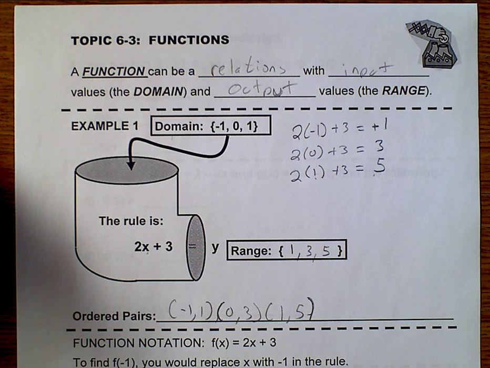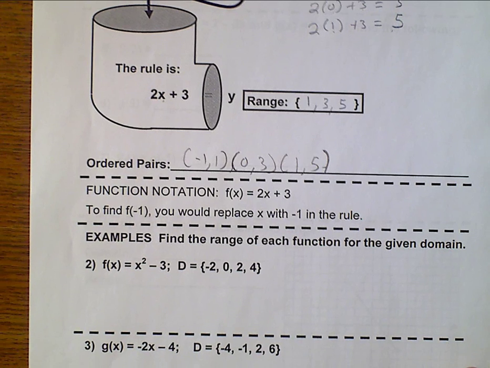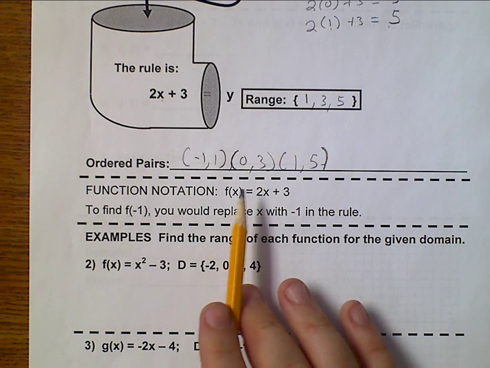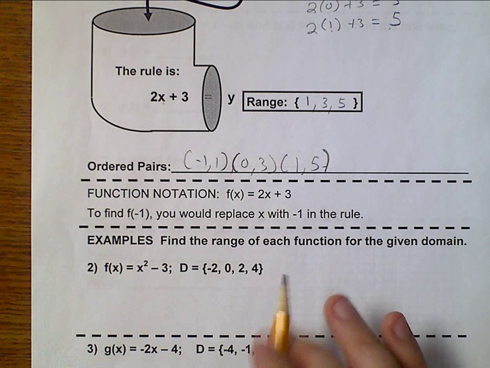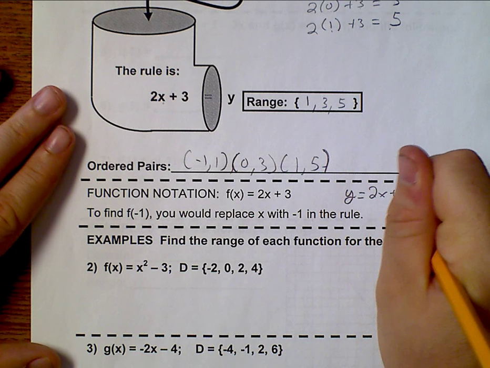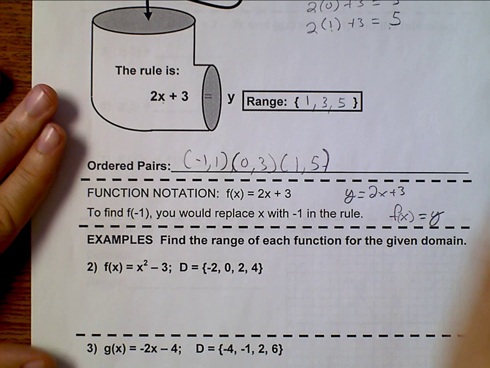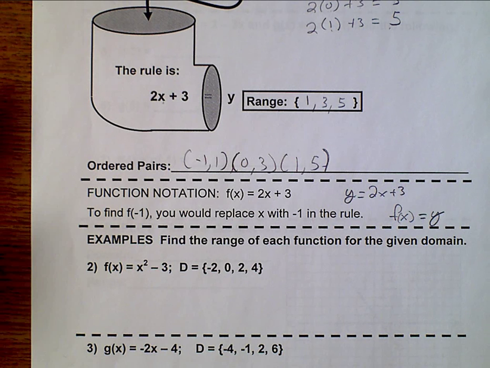And so when we're talking about functions, this is usually what we're talking about: we have a specific rule that we apply to our domain in order to get our range. Now, a lot of times you'll see functions written in function notation. It says something like this: f of x equals 2x plus 3. You can think of this as y equals 2x plus 3, because f of x equals y, the same thing. Don't let it confuse you when they say f of x. They're just naming the function.